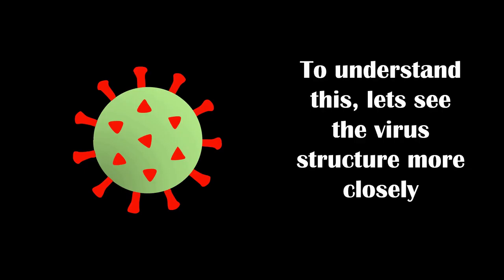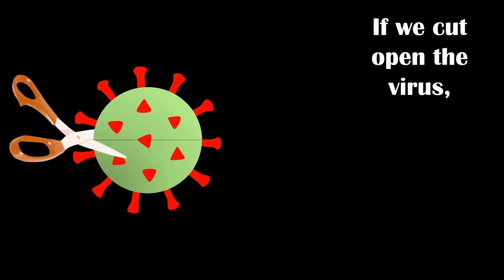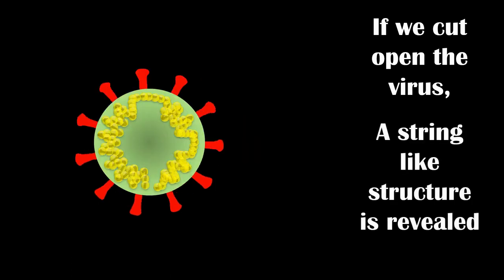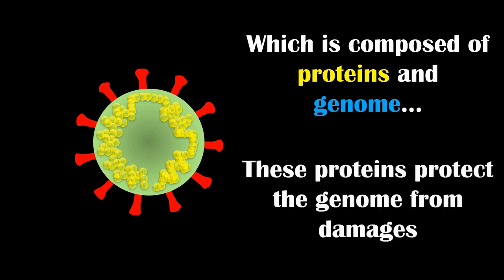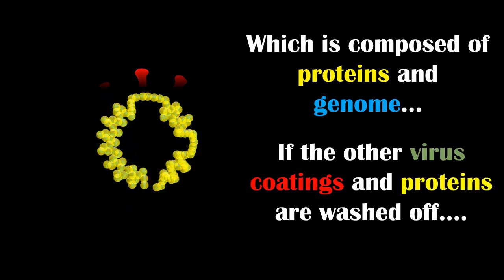To understand this, let's see the virus structure more closely. If we could just cut open the virus and look more closely inside, a string-like structure is revealed, which is composed of proteins and genome. The proteins shown in yellow protect the genome from damages. If other virus coatings and proteins are washed off, the genome is stretched out.